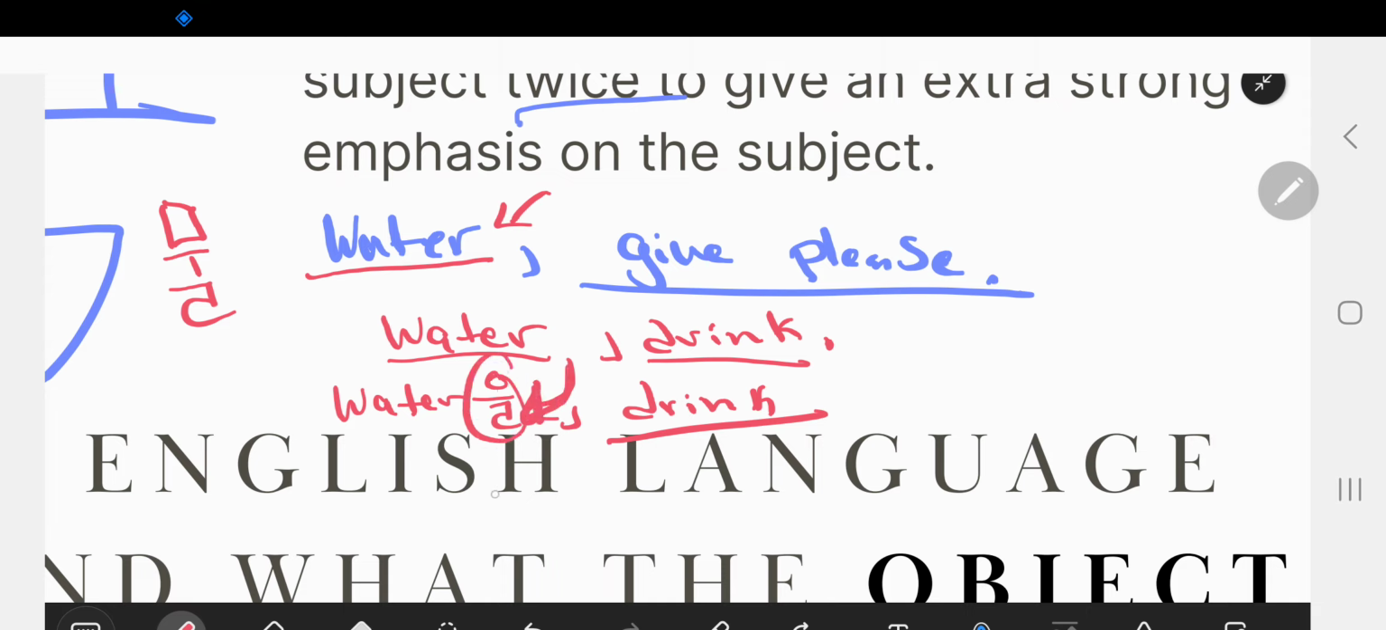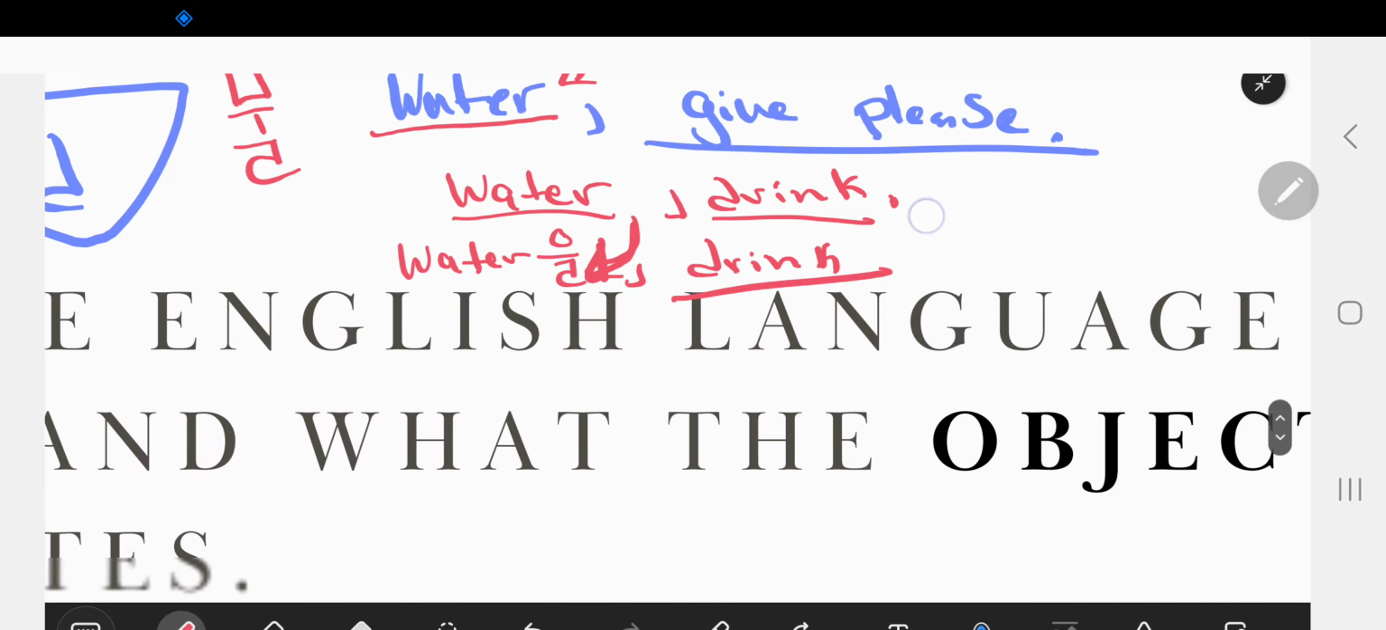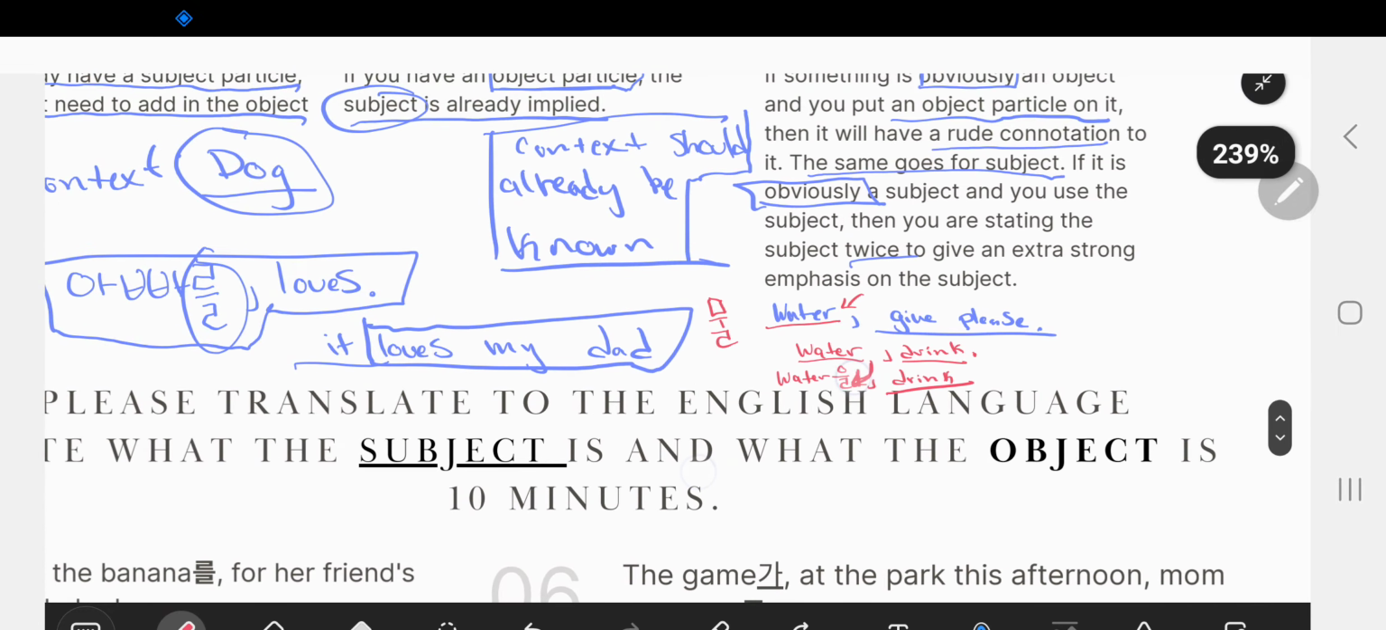You would attach that object particle to make it extra clear that, hey, I want you to do something to this water, and it is to drink it. Onto the water, drink it. So you're being extra stern with that person.